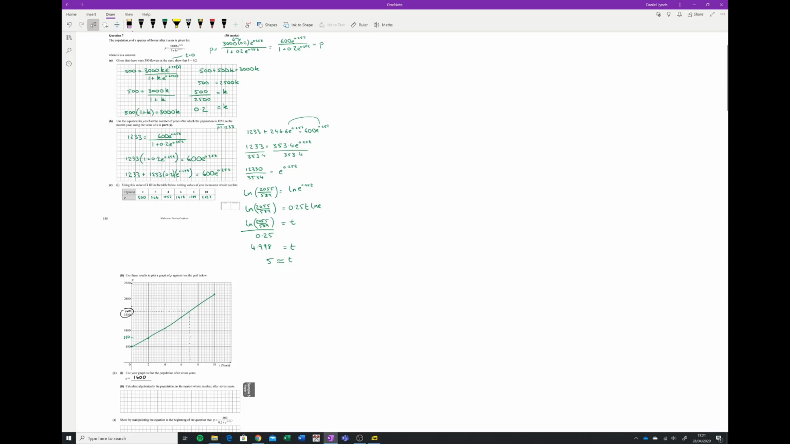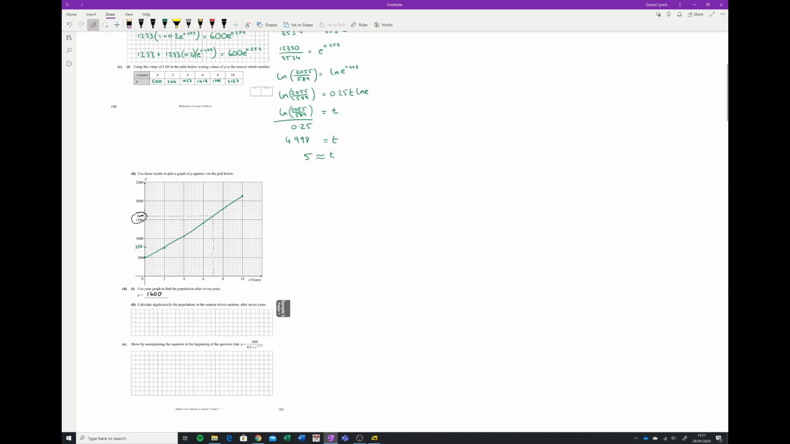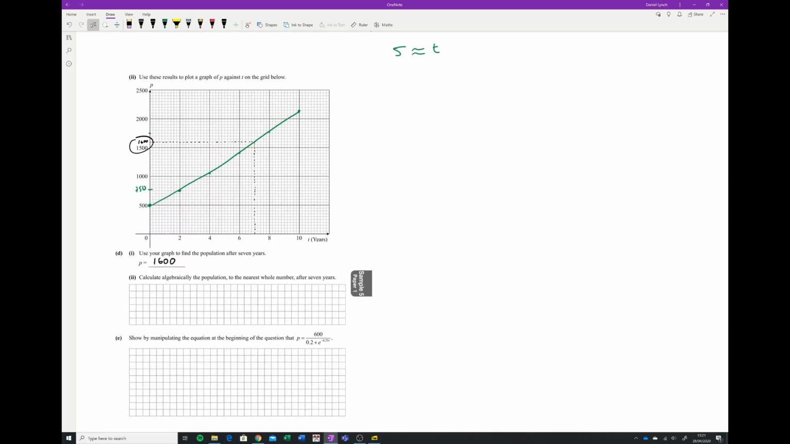I mean, really what we're just doing is putting that in. I wonder, will the e part help us show, by manipulating the equation at the beginning of the question, that P is equal to this? Okay, so that involves a bit of algebra. So maybe if d is not just throw in the number, maybe this e part is going to be helpful.